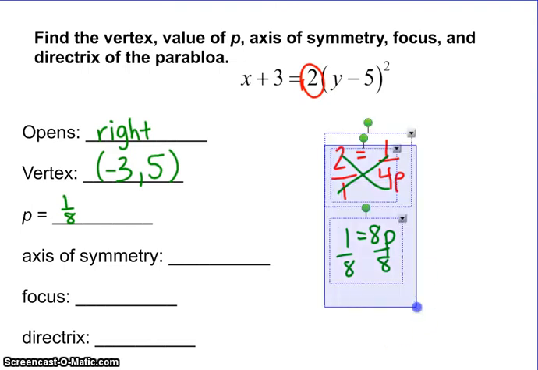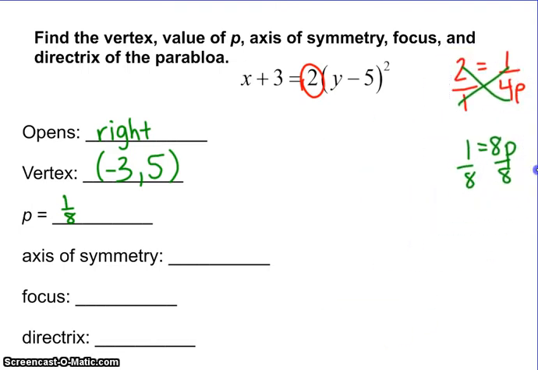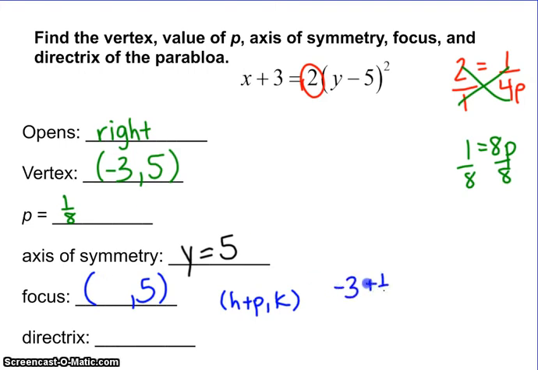Now the axis of symmetry, remember the axis of symmetry is y equals k. Well, we know k is 5, so it's just y equals 5. For the focus, remember that we're going to add: it is h plus p comma k. I know that k is 5, so the question is, what is h plus p? H is -3 and p is 1/8. So when I add those, I'm going to get -23 over 8 for my x value.